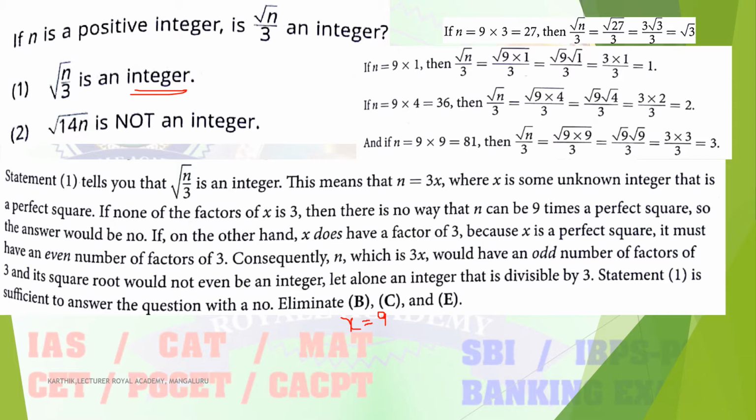So what is the n value? n is equal to 3x, so it is equal to 9 threes are 27. So 27 is possible. Or else you can also write it like this: 3 into 9 divided by 3. The 3s cancel each other, and the square root of 9 is equal to 3. So 3 is an integer. Yes, the first condition is satisfied.